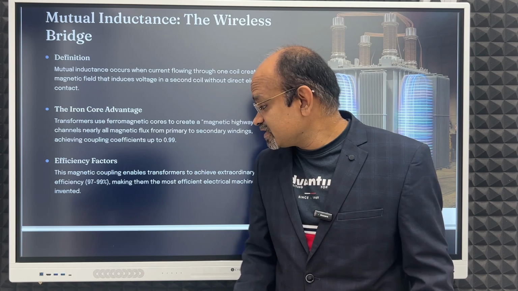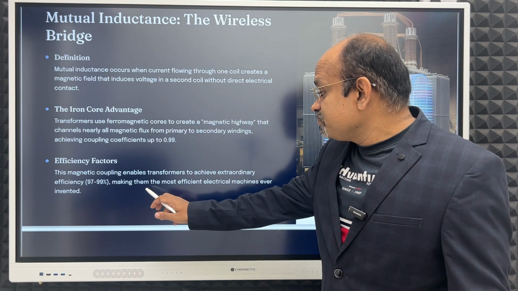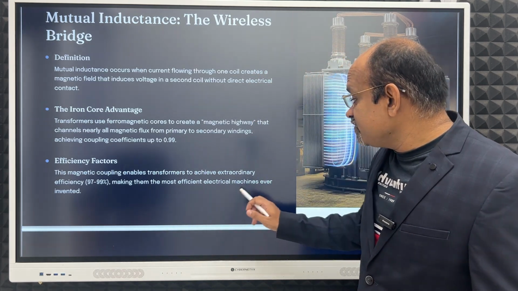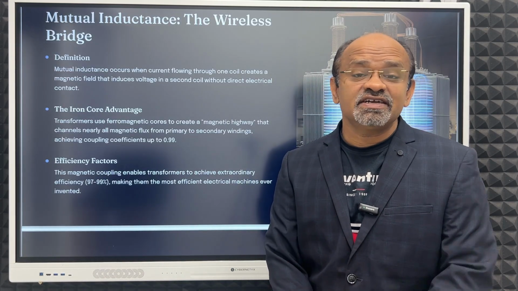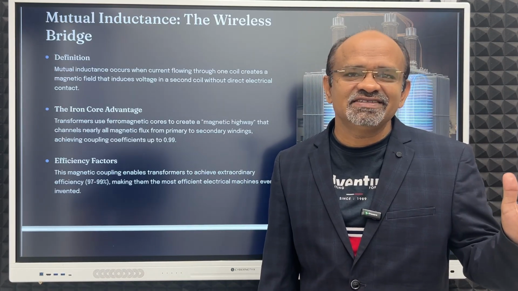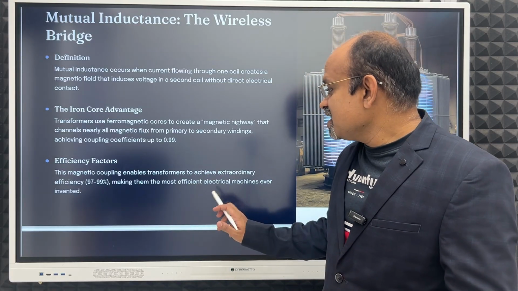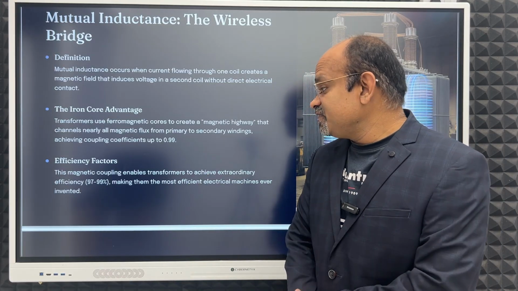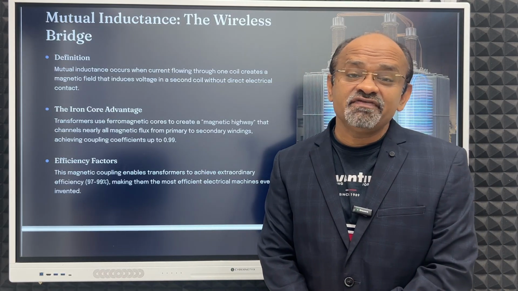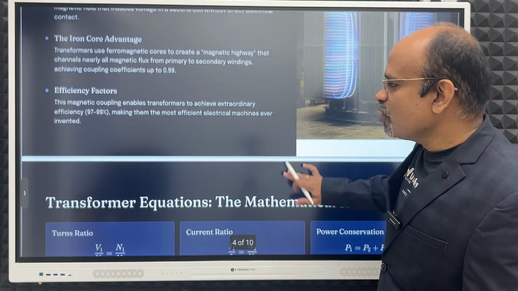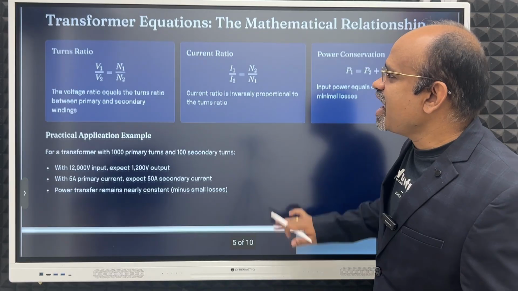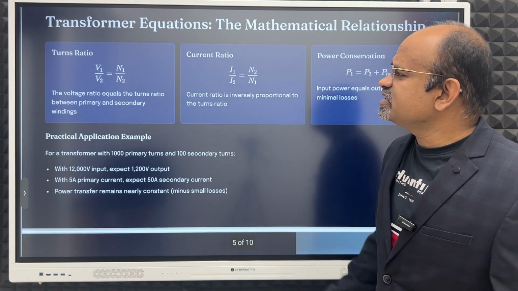That is efficient, making them the most efficient electrical machines ever invented. 99% is something you cannot imagine, that high efficiency. So this is the most efficient electrical machine ever invented. Very interesting device, the transformer. I like it. It is not boring. Don't think it is boring. Now we will simply see the equations.